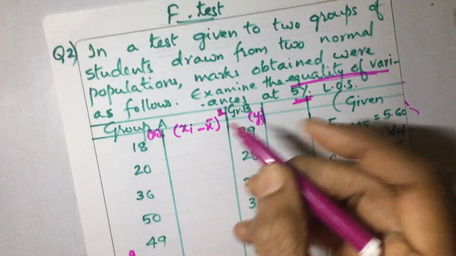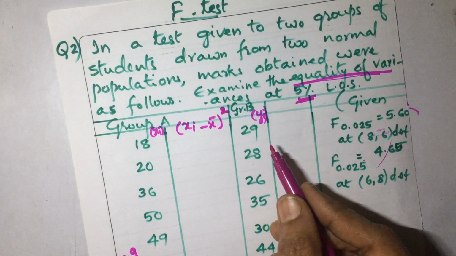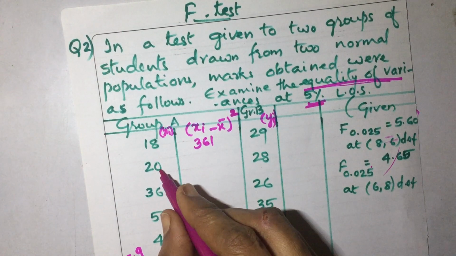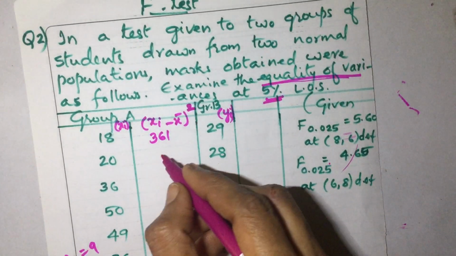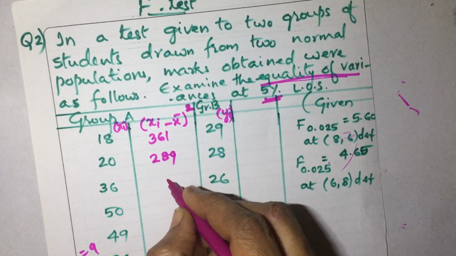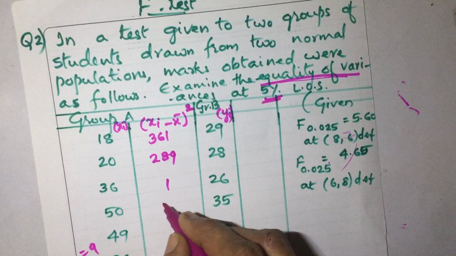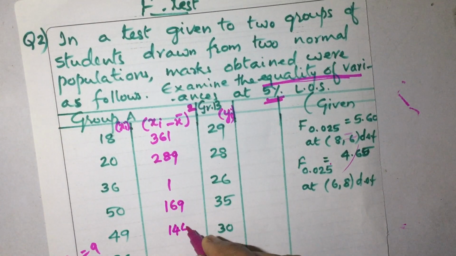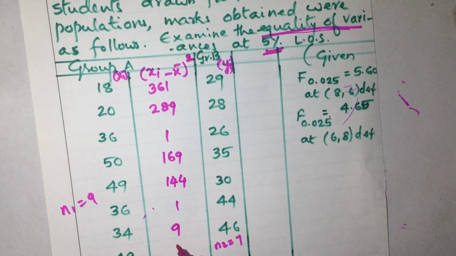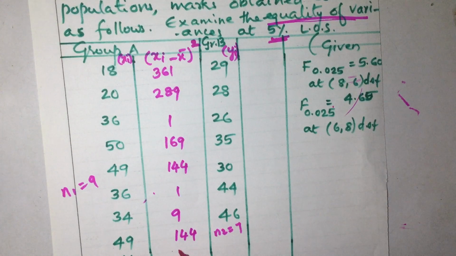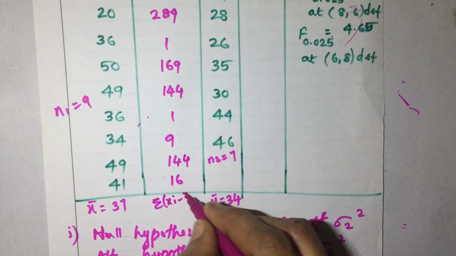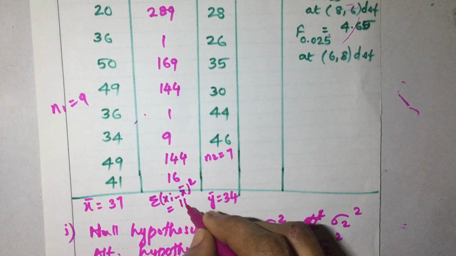So first of all you will find xi minus x bar, then xi minus x bar the whole square. So 19 square is 361. Here you will get again 20 minus 37, minus 17. Minus 17 square is 289. Now here it is 1, here it is 169, 144, 19, means here the difference is 12, 12 square is 144, and this is 16, and this will be your sum of xi minus x bar the whole square. This is 1134.